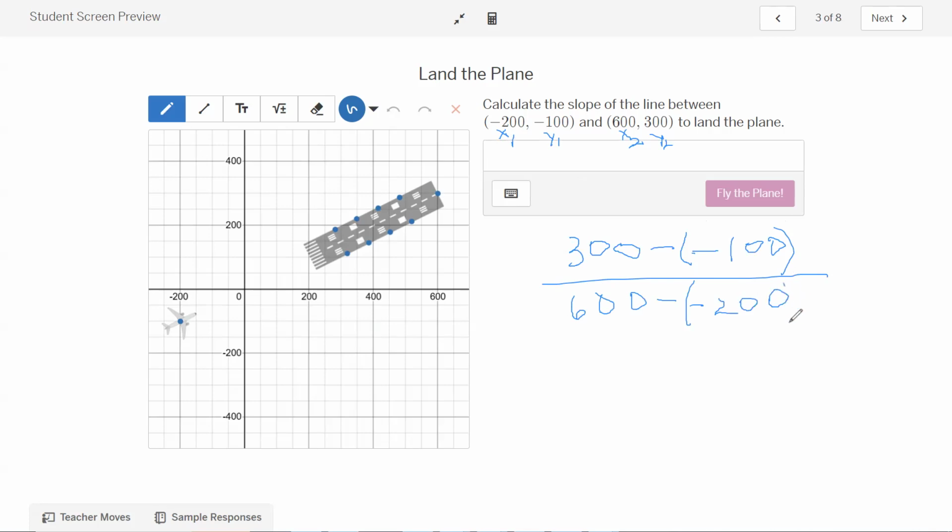Please make sure you guys are writing all of this down on a scrap piece of paper so you are practicing it. Okay, 300 minus negative 100. Minus a negative becomes plus a positive. And that is going to leave me with 300 plus 100 is 400. Divided by 600 minus negative 200. Again, minus a negative is plus a positive. So 600 minus negative 200 is 600 plus 200, which is 800.